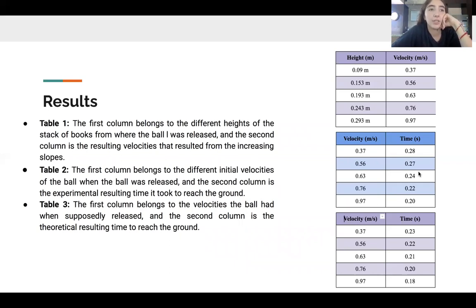So the actual time it took to complete its time of flight with the experiment. And table number 3, well, it's the same. The first column belongs to the velocities the ball had when supposedly released, and the second column is the theoretical resulting time. So this is the time I got from the substitution with the formula.